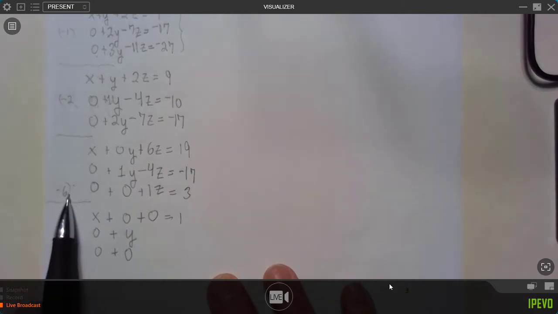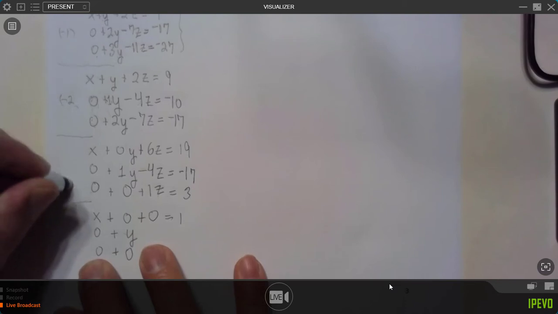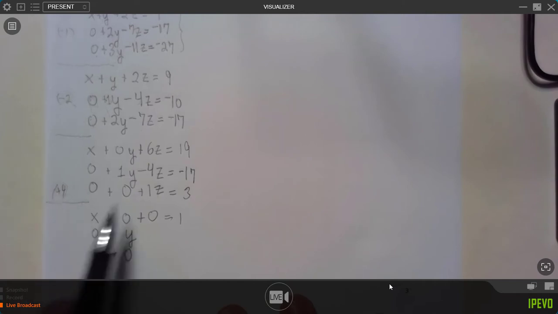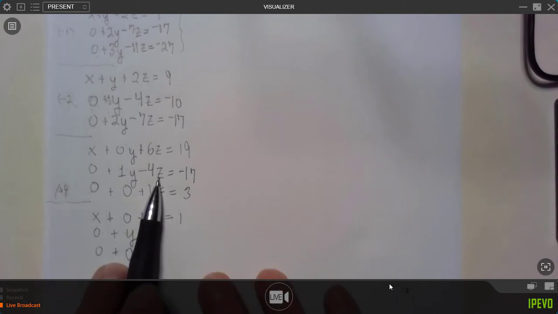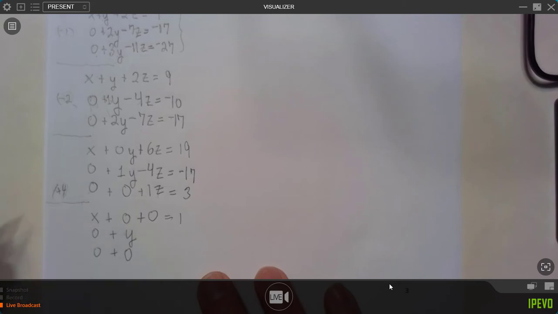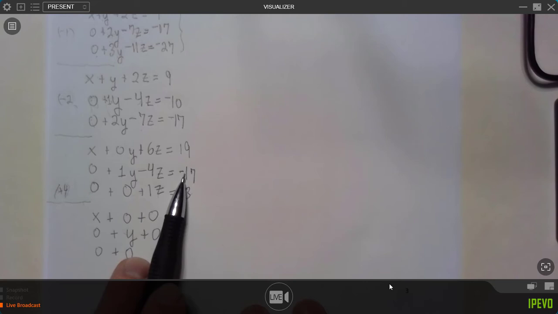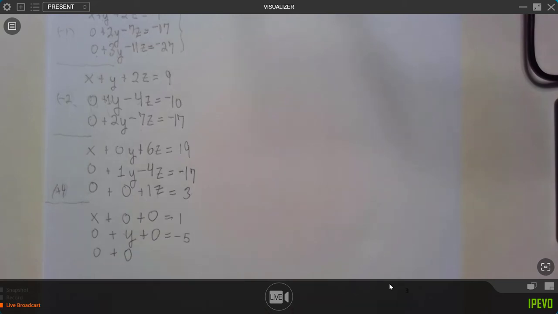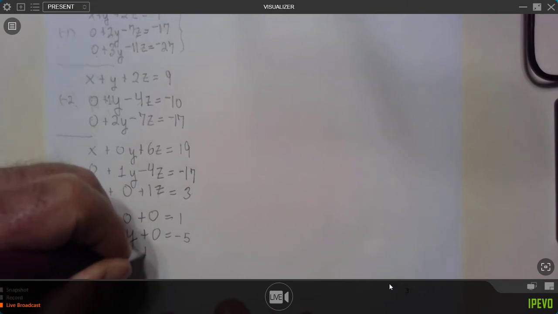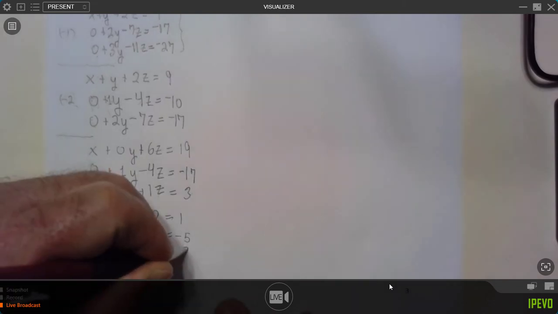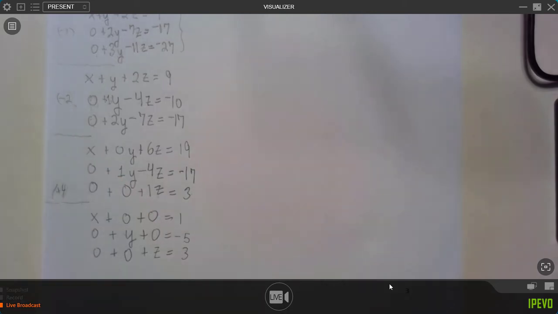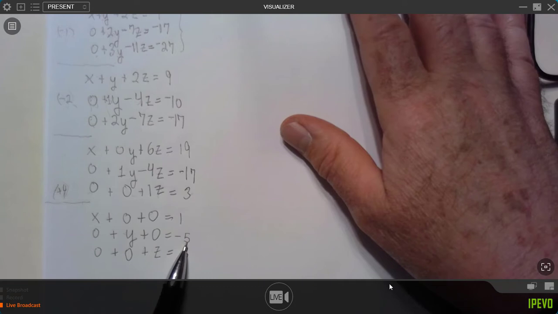And let's see, we've got the next thing. We're going to multiply this row by plus 4. So I've got 4 times z plus a minus 4 times z. That's going to give a 0. And 4 times 3 is 12. 12 minus 17 is minus 5. And then finally, z is 3. Actually, I think there's an error here. I was expecting a 2.